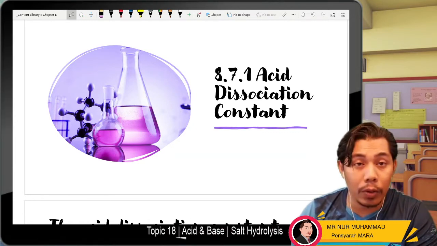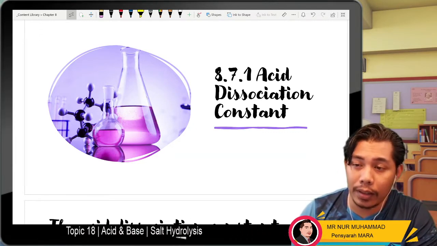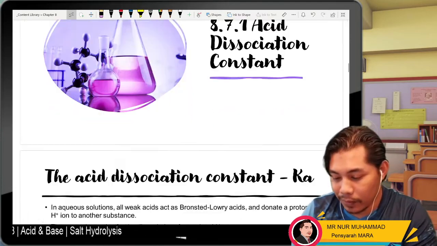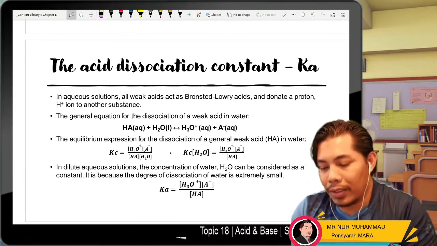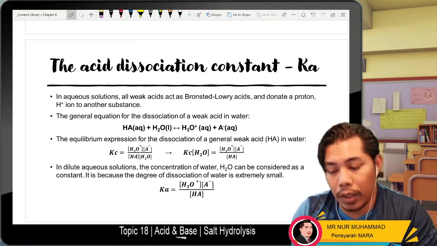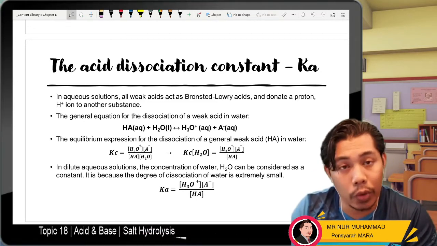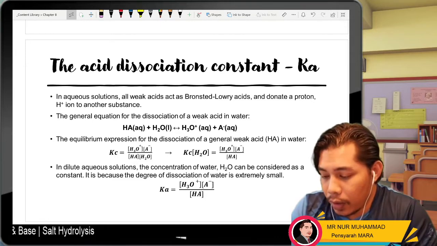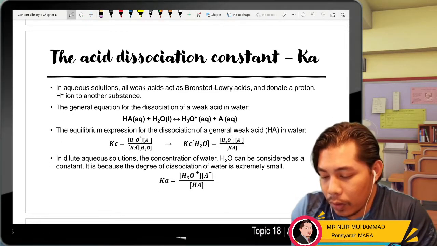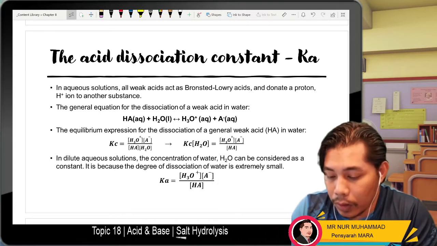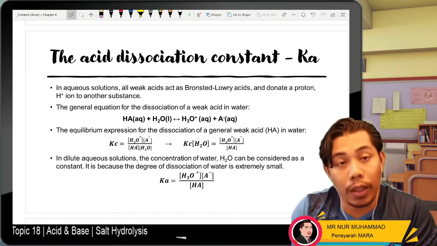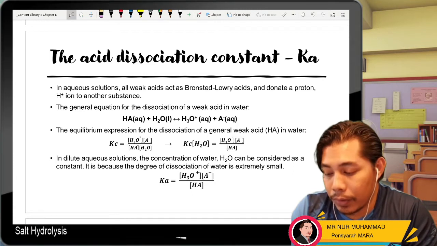Okay, in this video, I'm going to explain about the acid dissociation constant. The acid dissociation constant has the symbol Ka. In aqueous solution, a weak acid acts by donating a proton, which is a hydrogen ion, to another substance.